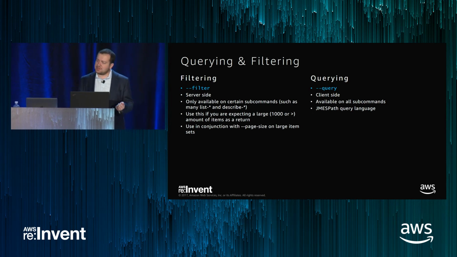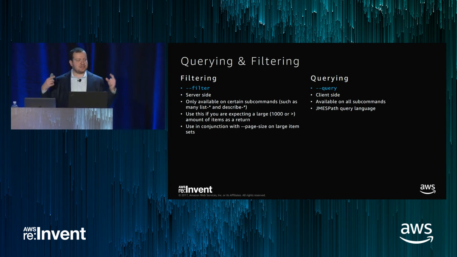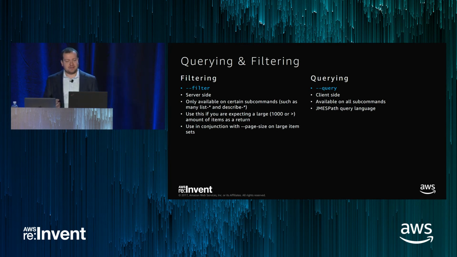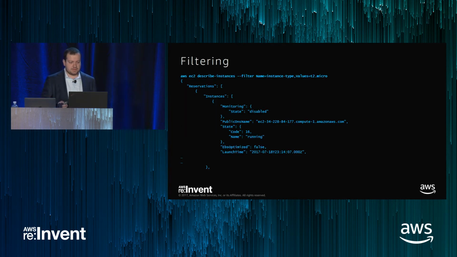There's also a page size option. The page size just paginates the output, so it's not all one big blob. Then there's the query. Query is done client side. The nice thing about query is it is available in all subcommands, so you can do it in everything. It uses the JMESPath query language, which I will talk about in a second. Let's take a look at some examples. Here I'm describing instances and filtering by T2 micros. I only want T2 micros, so it's going to do that server side and just give me all my T2 micros in exchange.